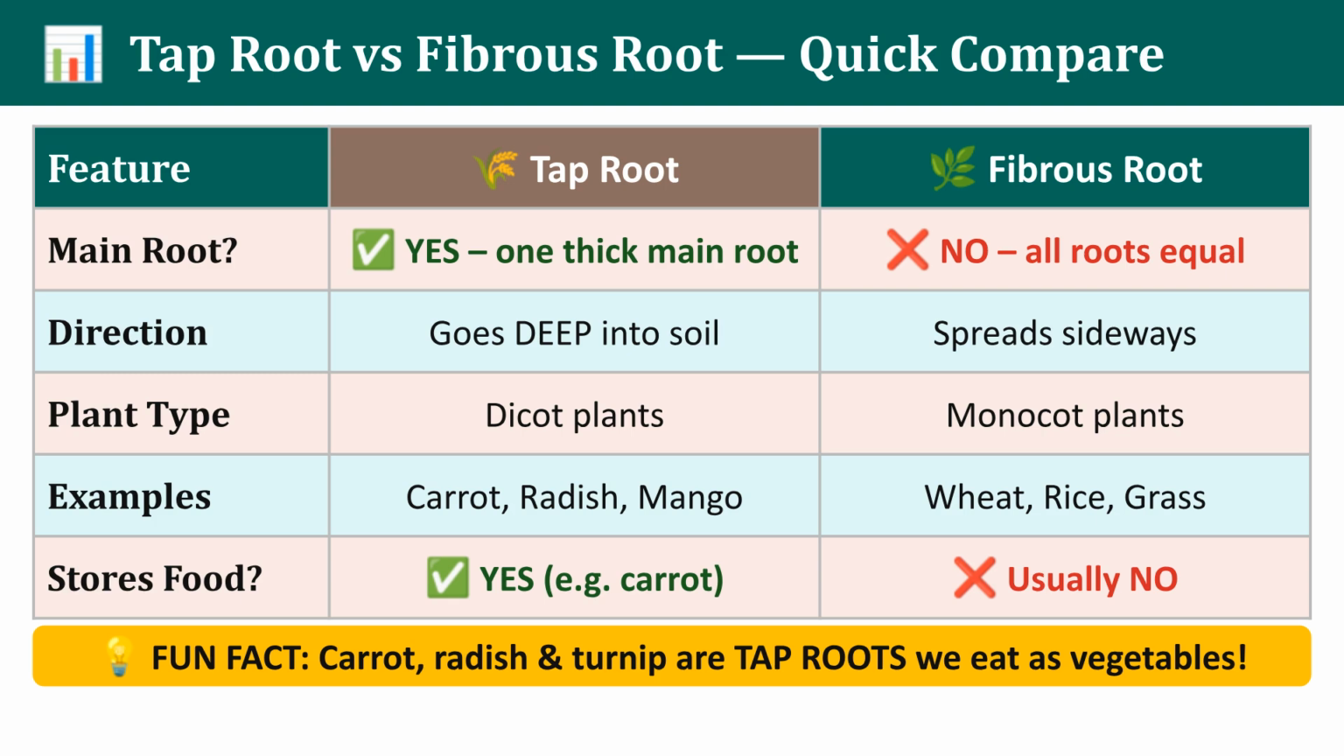Now let's compare them. Taproots have one thick main root. Fibrous roots have many equal-sized roots. Taproots grow deep into the soil. Fibrous roots spread close to the surface. Some taproots store food. Can you name one? Yes, carrot, radish, turnip. Fibrous roots usually do not store food. Remember this simple rule. One main root means taproot. Many equal roots mean fibrous root.